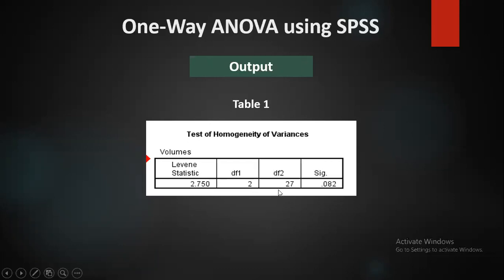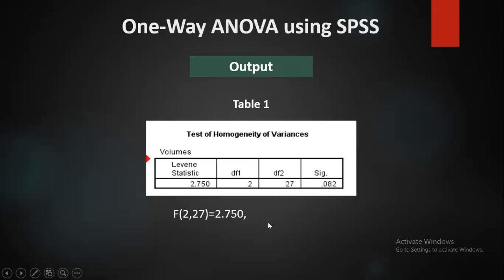Next, DF2 depends on the total number of observations. We had in all 30 outlets, or 30 sample data, which is called N. N is equal to 30. N minus K is the formula for DF2. So 30 minus 3, the number of groups, is equal to 27. With both of these, the Levene statistic is 2.750, depending on DF1 and DF2.